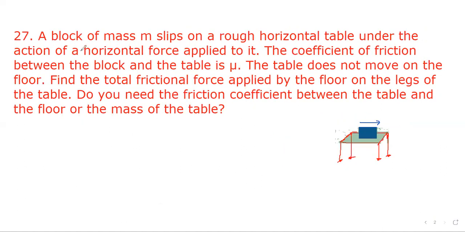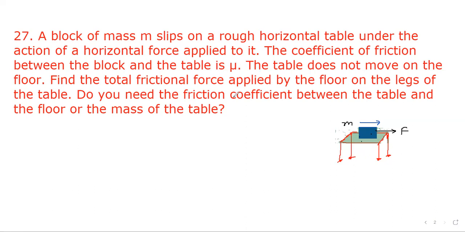Let's go to next question. A block of mass small m slips on rough horizontal table. Block of mass m, it is moving in this direction, under the action of a horizontal force applied to it. One force is applied on it. Suppose force is there. The coefficient of friction between the block and the table is mu. The table does not move on the floor. Find the total friction force applied by the floor on the legs of the table.